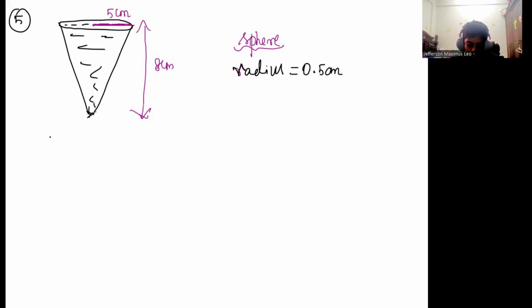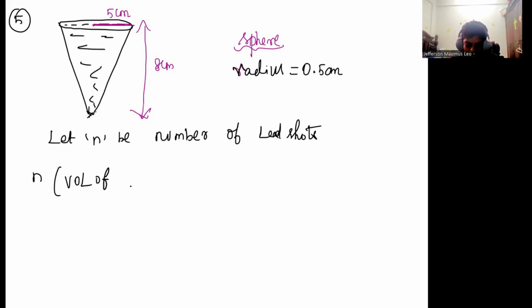According to the given question, we can directly substitute, no need to do it separately. Let n represent the number of lead shots inside. n times the volume of lead shots is equal to 1/4 of the volume of the cone. This is what we put inside. Is it correct? Do you understand? Yes, ma'am.